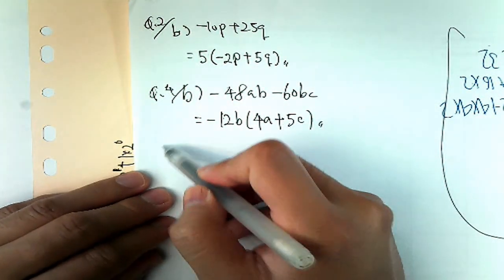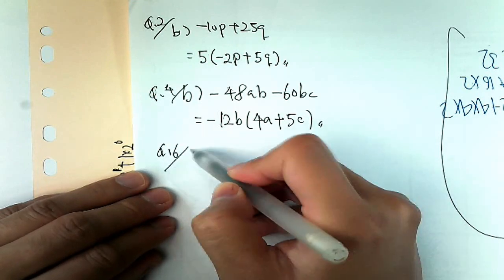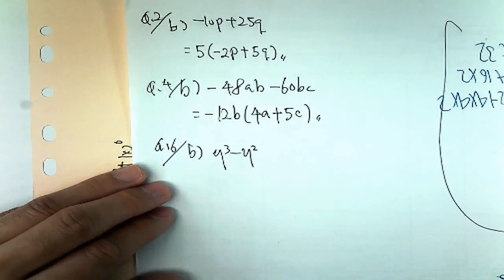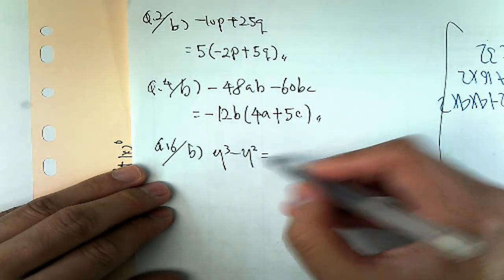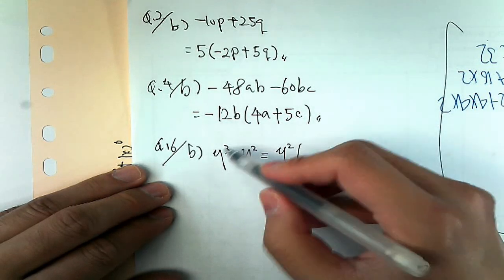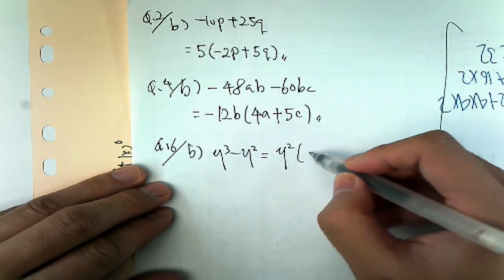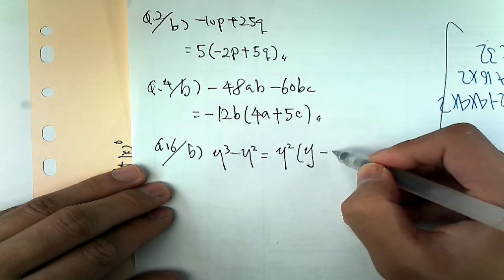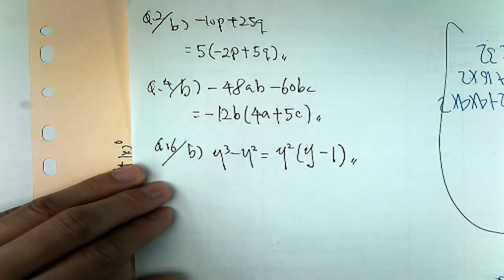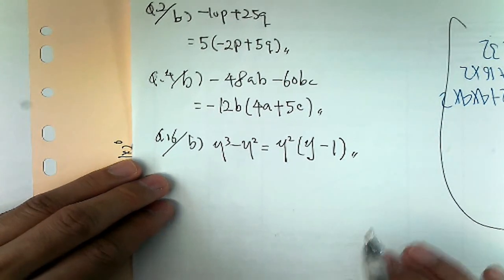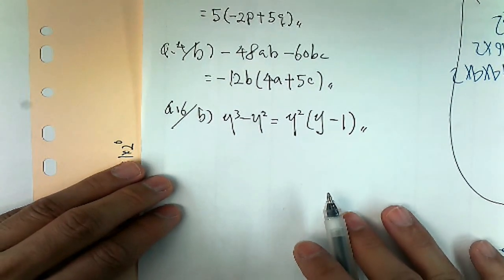We go to 6B: y to the power 3 minus y to the power 2. So we pull out y squared. For this y to the power 3, pull out y squared, remain y. Minus, so you pull out all the things, you have to give a 1. You do not write nothing or just leave it blank. No. Understand? So keep going.